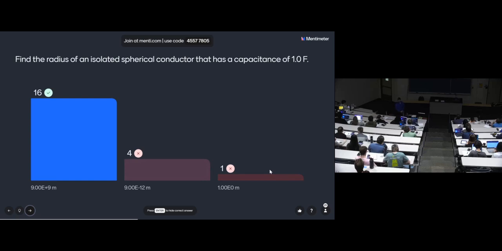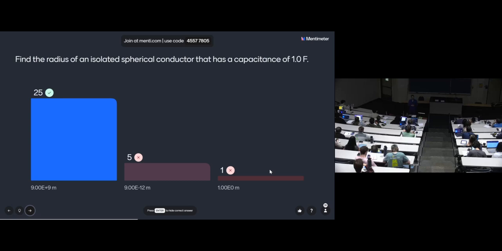So if I take that equation, the capacitance of a spherical capacitor, an isolated spherical capacitor, is equal to 4 pi epsilon naught times R. So I've got 1 farad divided by 4 pi epsilon naught. That gives me an R of 9 times 10 to the 9 meters. Does anybody have any idea? Can you give us an idea of the scale of 9 times 10 to the 9 meters?